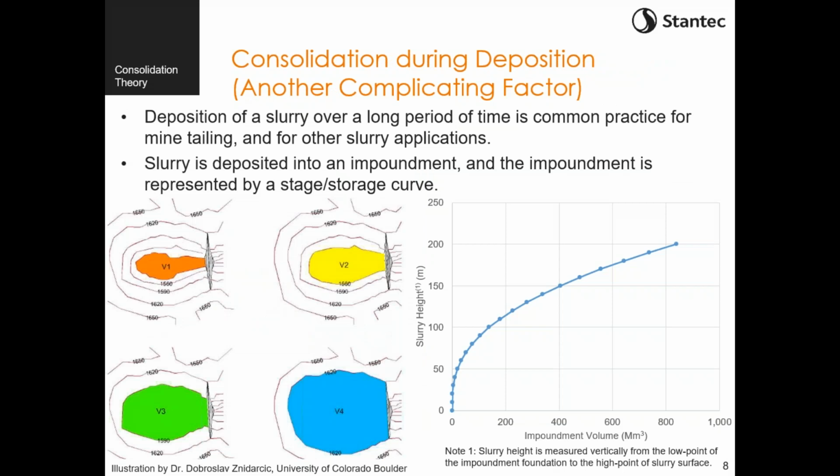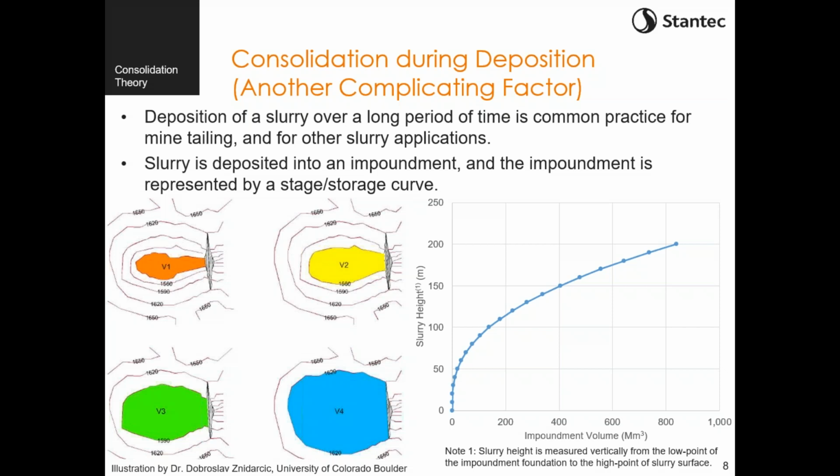All right, so once we have our material properties, the next thing we need to define is our impoundment. In other words, the facility in which we're going to store this slurry. The easiest way to represent the impoundment is through a stage storage curve, which is what's shown on the bottom right. And if you're not familiar with this, it's a fairly simple thing.